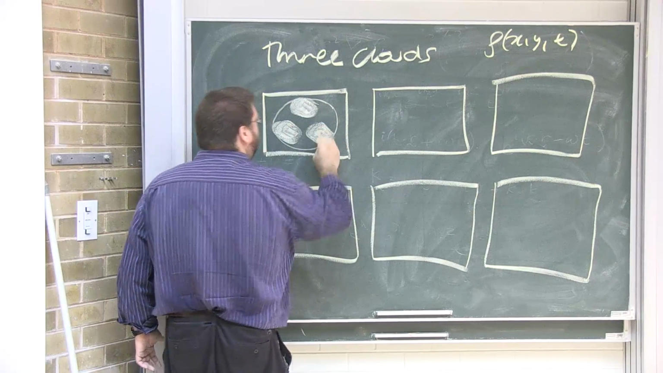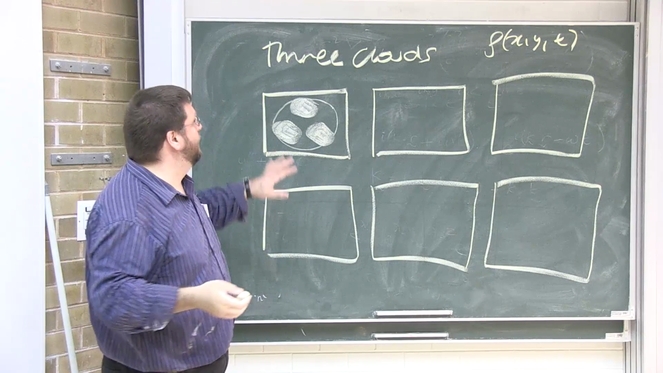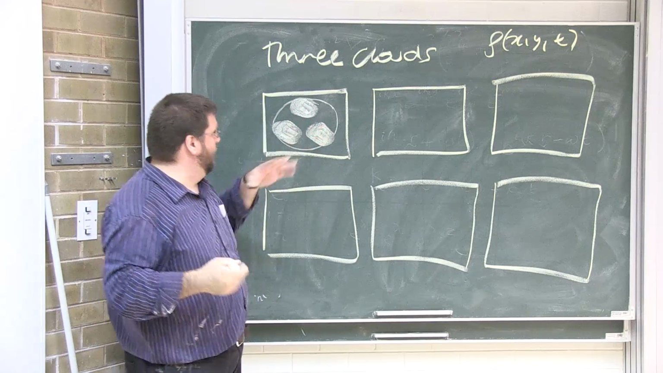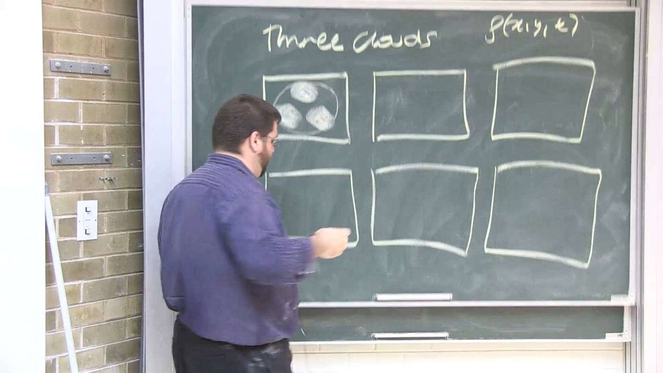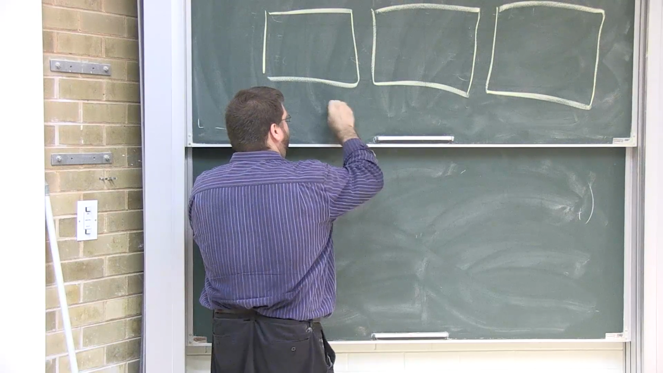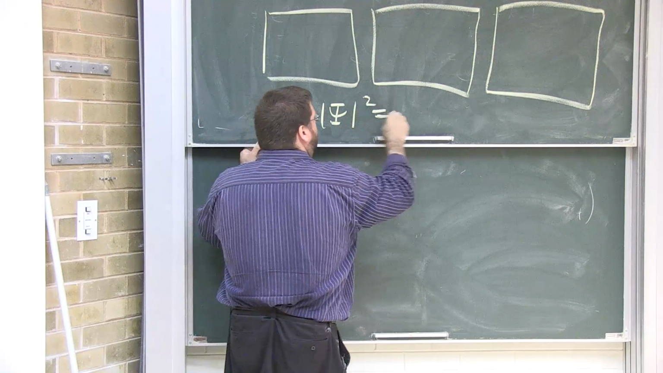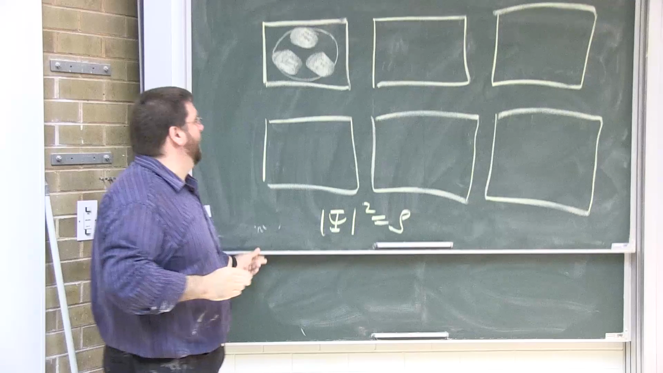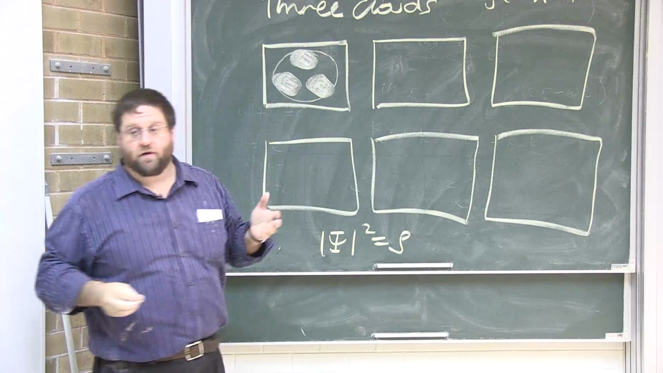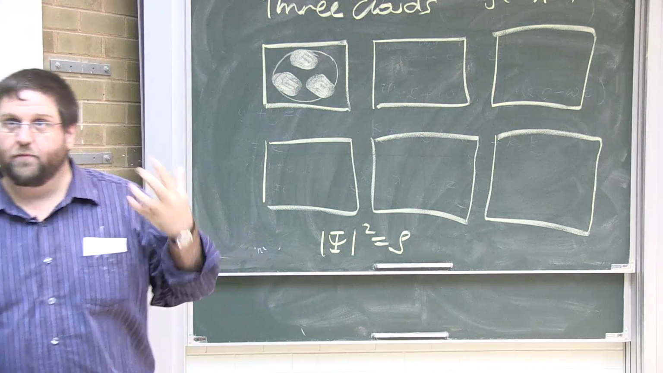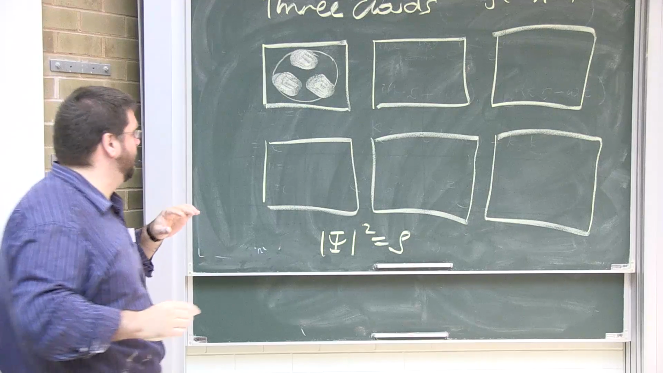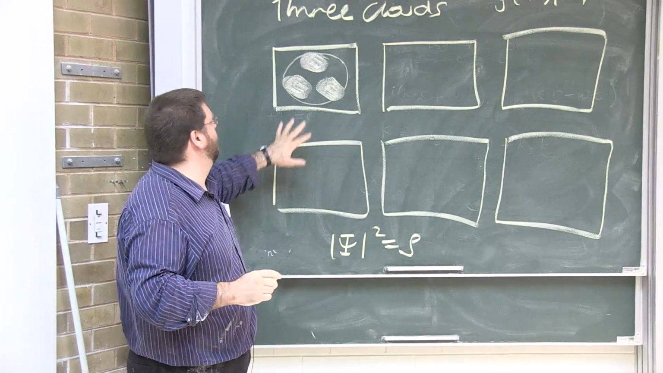3 separated clouds. Now the wave function here is, as always, going to be related to the probability density in the usual way, but this thing is not going to obey the Schrodinger equation.